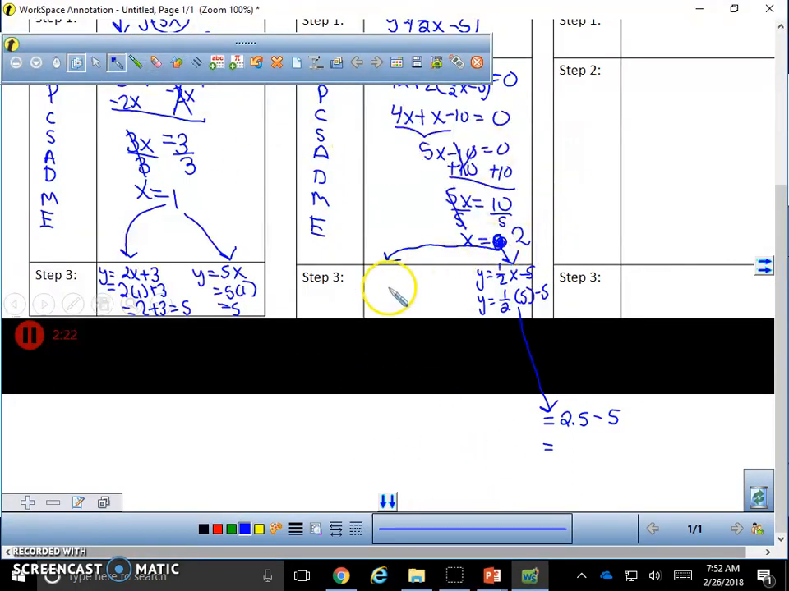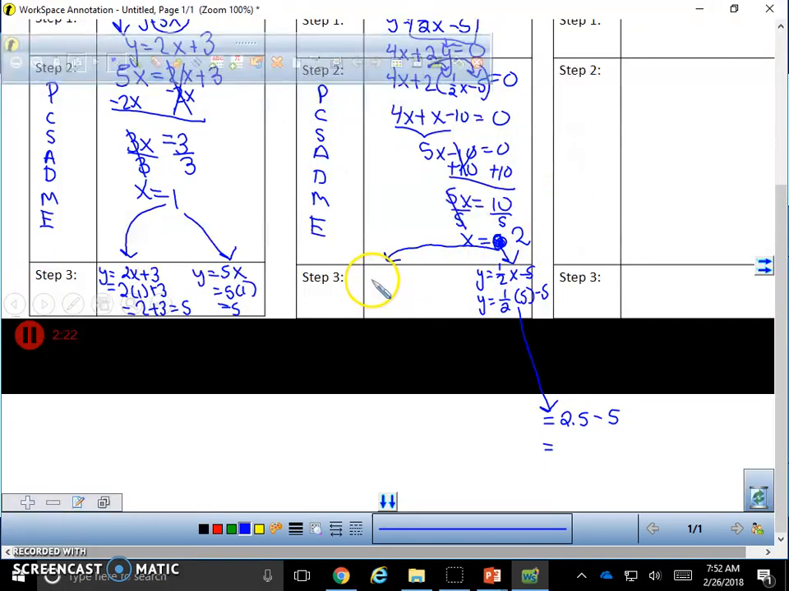So let's go ahead and plug in 2. Our first equation is 4x plus 2y equals 0. Now we're going to plug in 2 for x. 4 times 2 plus 2y equals 0. 4 times 2 is 8, plus 2y equals 0. Take away 8, take away 8. 2y equals -8, and then y equals -4.